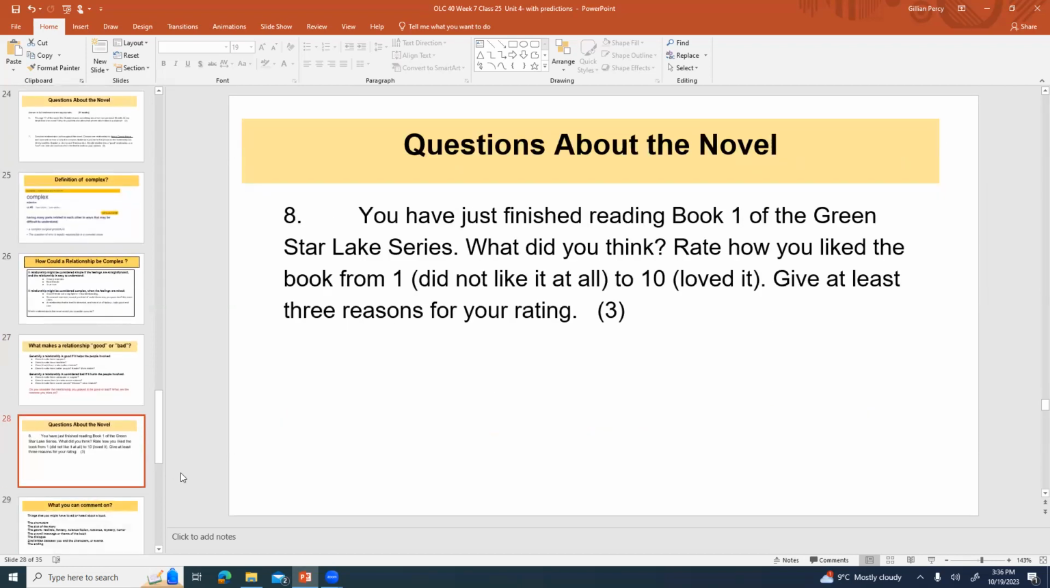Okay, so at this point, you have just finished reading book 1 of the Green Star Lake series. There are more books in the series if you decide you want to read some. What did you think of this book? Rate how you liked the book from 1, did not like it at all, to 10, loved it. Give at least 3 reasons for your rating. If you felt kind of meh, like it was okay, okay is kind of like in the middle. Okay is kind of like 5. Like I didn't hate it, but I didn't really love it. That's fine. So give reasons for your rating.